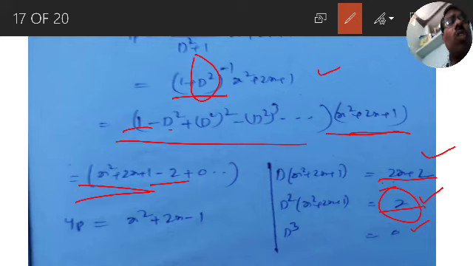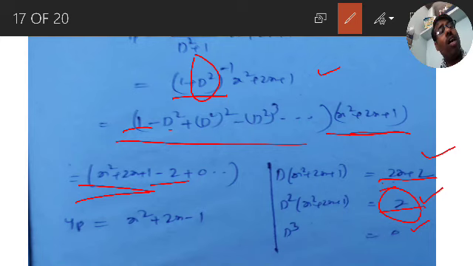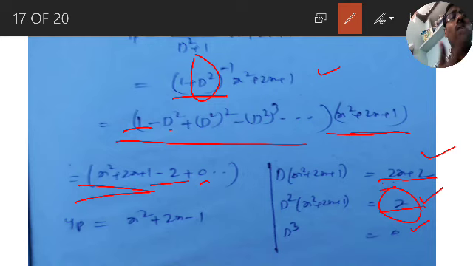D square whole square means d power of 4. From the third derivative onwards, the derivative values are 0. Third derivative 0, fourth derivative, fifth derivative 0. So d power of 4 gives 0. Next, d square whole cube means d power of 6, that is also 0. Plus 1 minus 1 minus 2 minus 1.